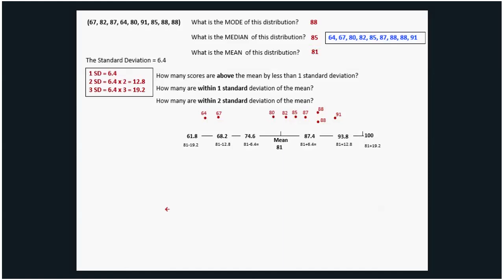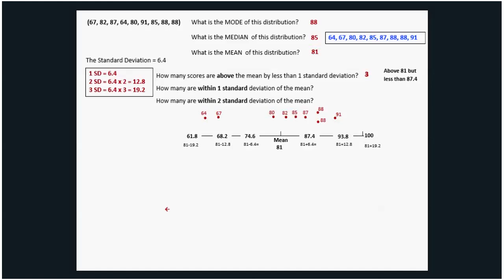So looking at these then, how many of these scores are above the mean? That means above 81 by less than 1 standard deviation. Our 1 standard deviation is going to be 87.4. So how many of these scores are greater than 81 but less than 87.4? And we come up here and we look and we've got 82, 85, and 87. So above 81 but less than 87.4, we've got 3 scores. That's going to be the correct answer for that.